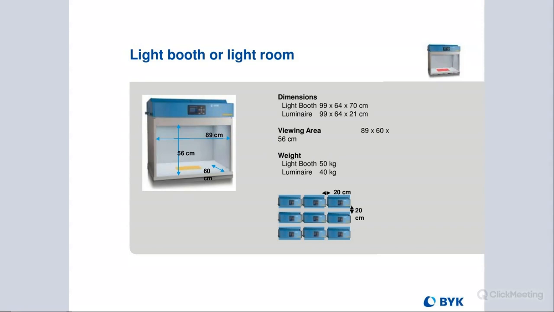And this is our light booth, or you can use it as a light room. The dimensions of the light booth and the luminaire are pretty much similar, and the viewing area and the weight of the light booth. So 50 for the light booth itself and 40 kilograms for each luminaire. And then again, the spacing is important.